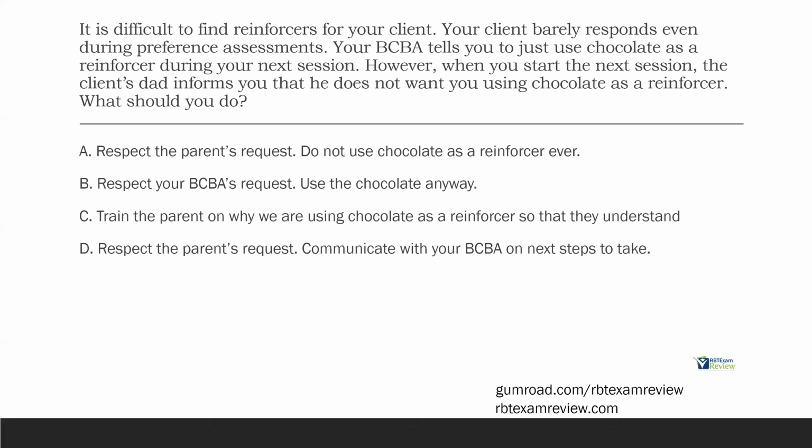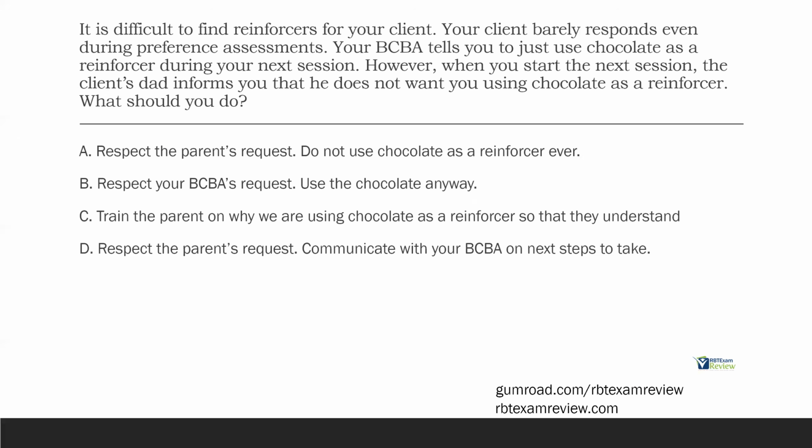B, respect your BCBA's request. Use the chocolate anyway. Definitely not, okay. The parent has say in this scenario. And again, you haven't discussed what the parent said with your BCBA, okay? So B is incorrect. C, train the parent on why we're using chocolate as a reinforcer so that they understand. No, RBTs do not train parents, okay? We are not parent trainers as RBTs, right? That is the role of the BCBA. So C is definitely out.